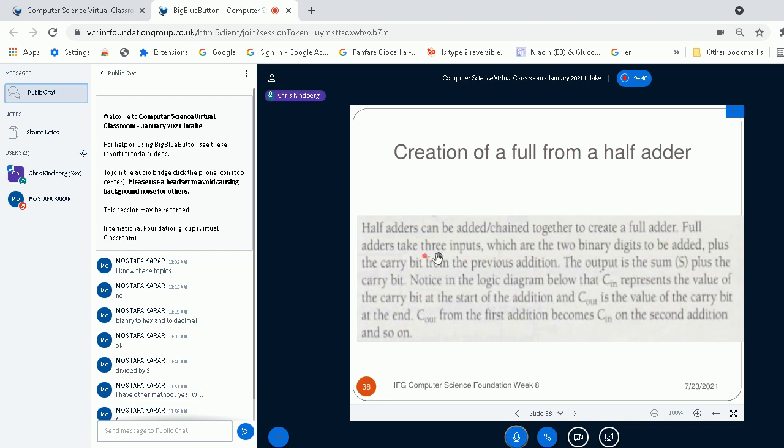So full adders take 3 inputs, which are the 2 binary digits to be added plus the carry bit from the previous addition. The output is the sum of all that plus the carry bit. Notice in the logic diagram above that carry in represents the value of the carry bit at the start of the addition, and carry out, C out, is the value of the carry bit at the end of the calculation. And C out from the first adder becomes C in on the second addition, and so on.